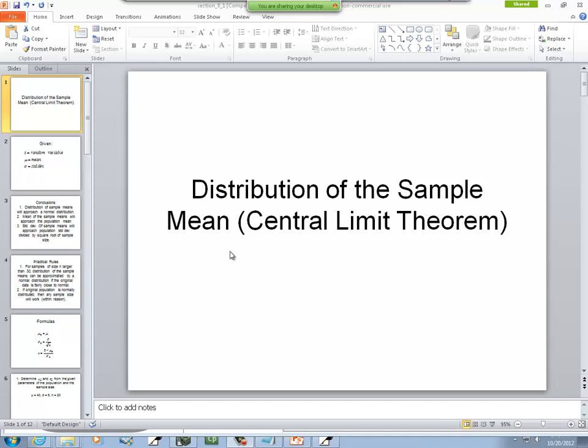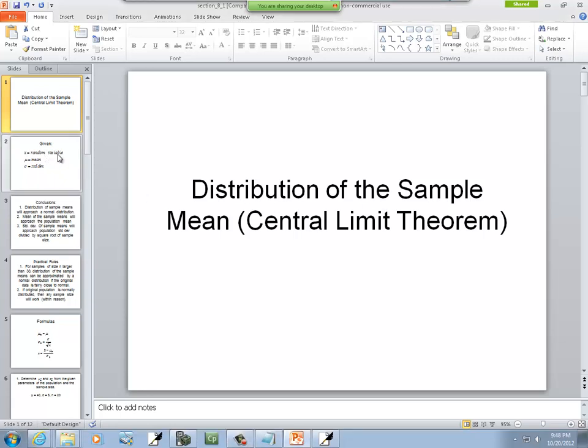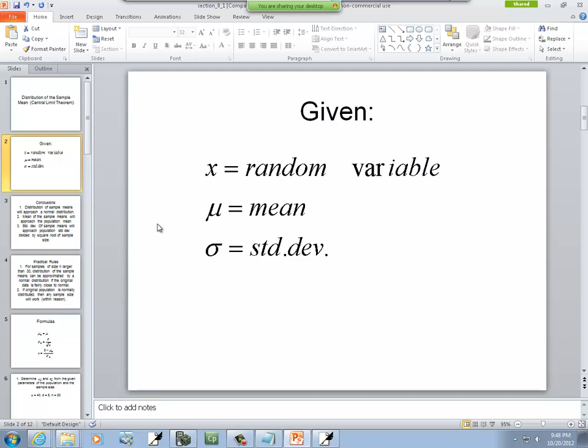This is a distribution of the sample mean, also known as the central limit theorem. It's the main theme of this section. And some review of some symbols.